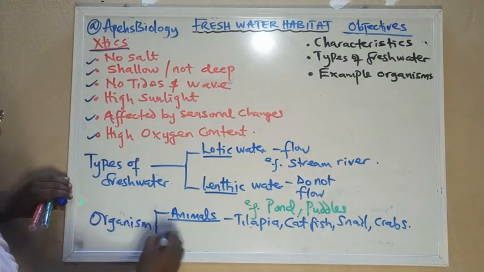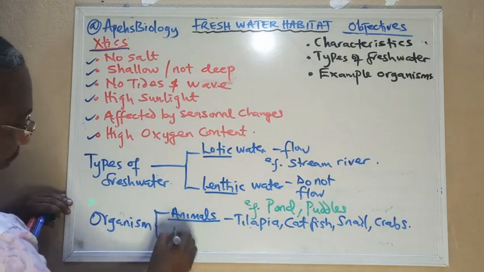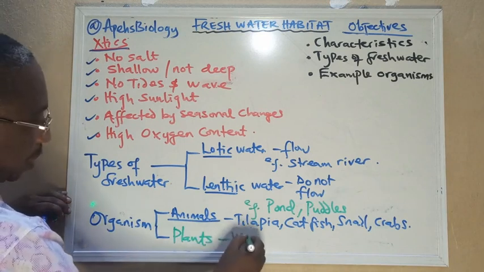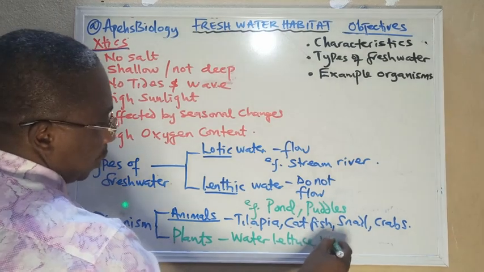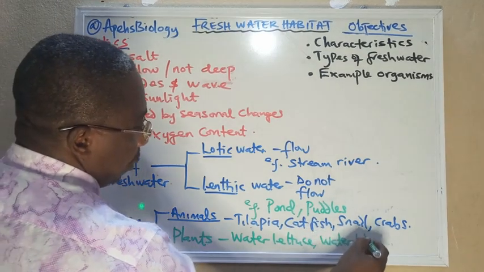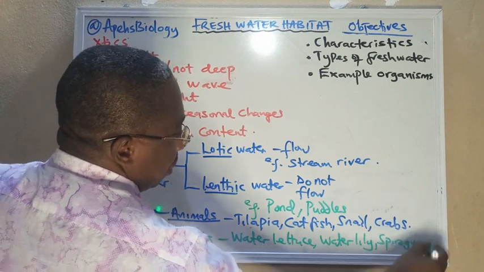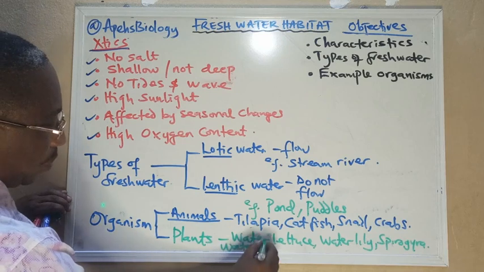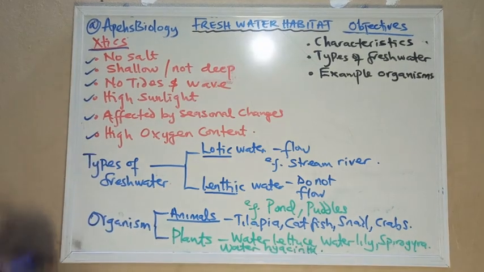Then what about the plants? Plants that you find in the freshwater, let's name them. The plants that you can find in freshwater can include things like water lettuce. You have water lily. You have spirogyra, it's a plant. And then you can have water hyacinth. These are examples of plants.